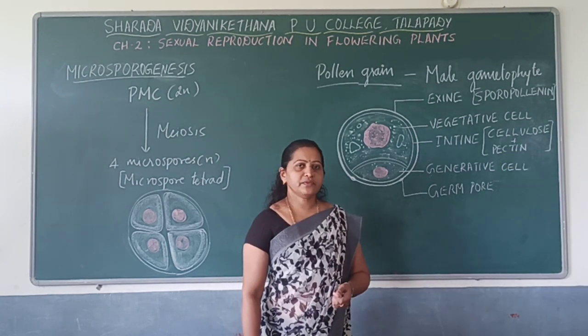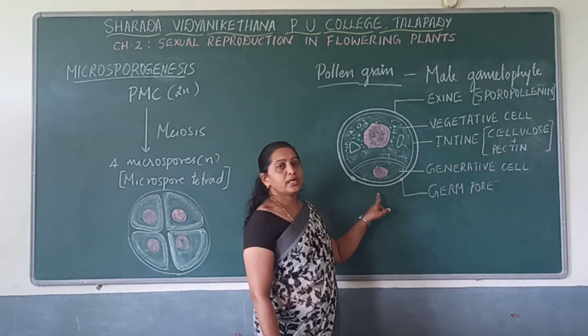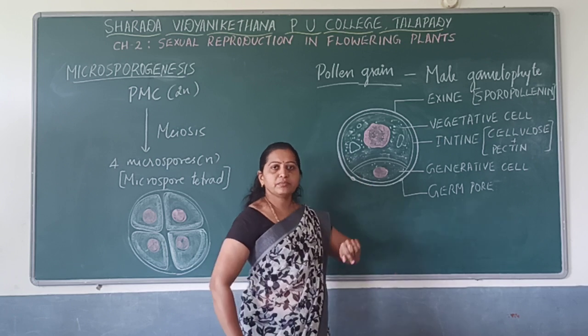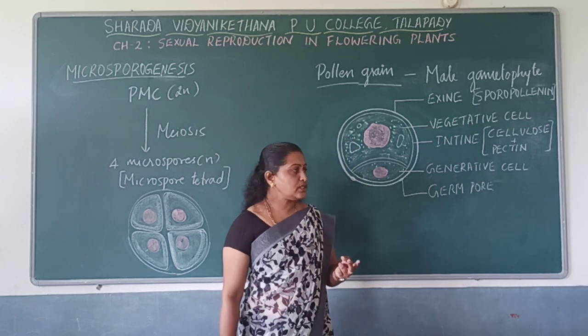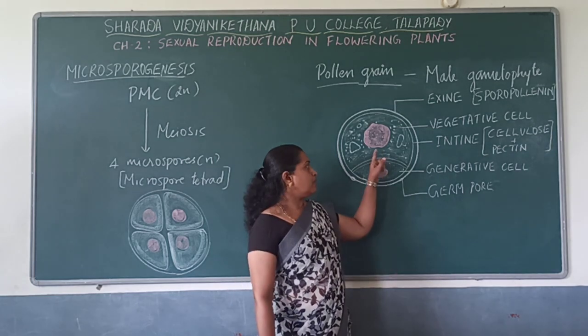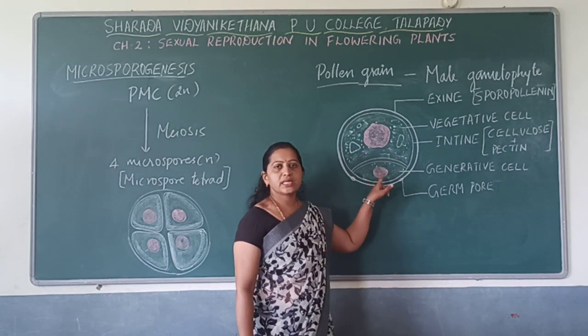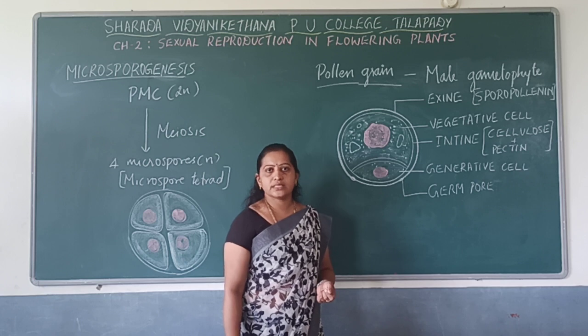In 60% of the angiosperms, these pollen grains are released from the anther in the two-celled stage. So what is a two-celled stage and what are those two cells? A pollen grain having a vegetative cell as well as a generative cell.